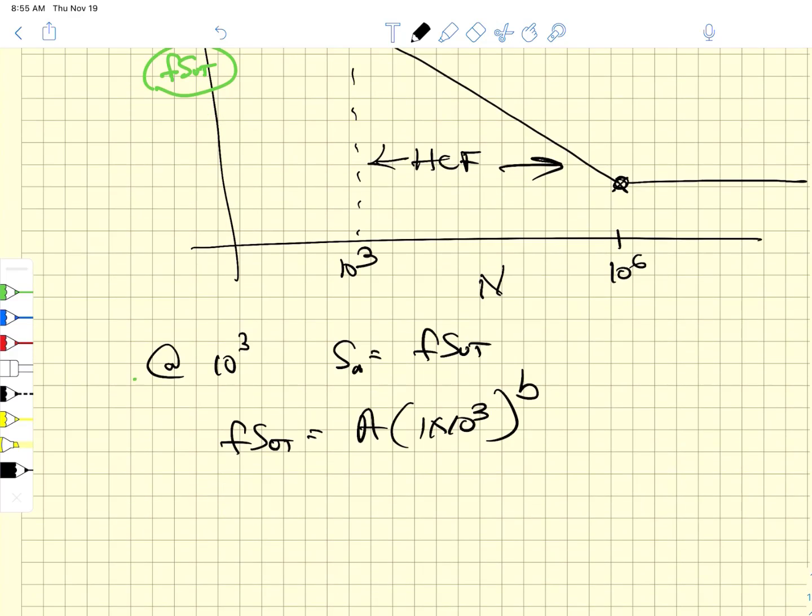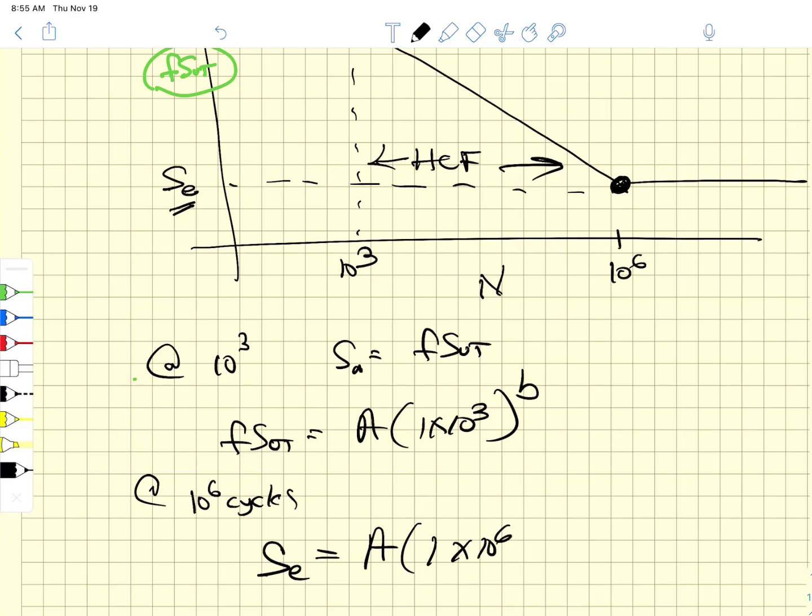What else we know is that down here at 10 to the sixth cycles, our endurance limit, SE, is the fully corrected endurance strength. So at 10 to the sixth cycles, we know that the stress amplitude is SE, and that's going to be A times 10 to the sixth to the power B. These two equations allow us to solve for A and B. But we can't do that until we know what F is.